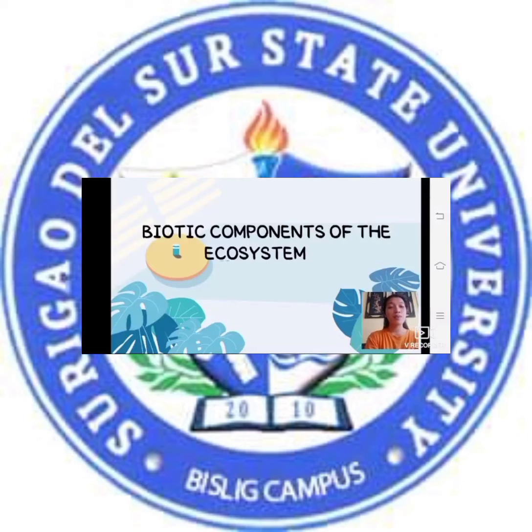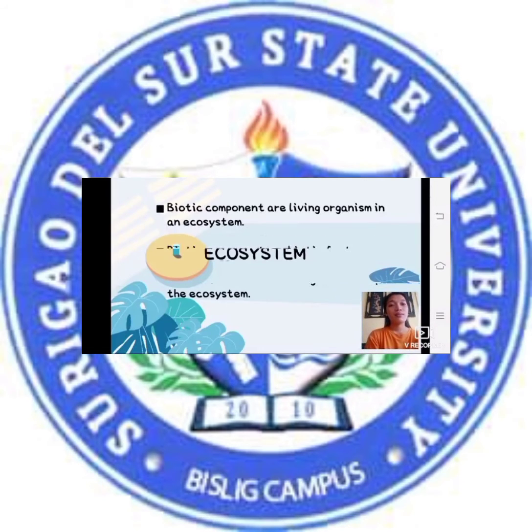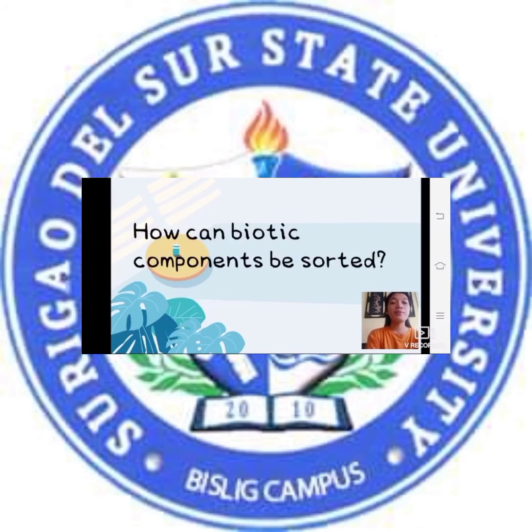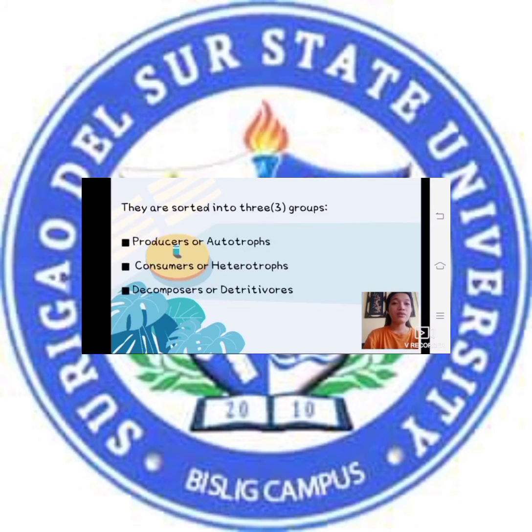What is a biotic component? Biotic components are the living organisms in an ecosystem. Biotic components or biotic factors can be described as any living component that affects another organism or shapes the ecosystem. How can biotic components be sorted? They are sorted into three groups: the producers, consumers, and the decomposers.